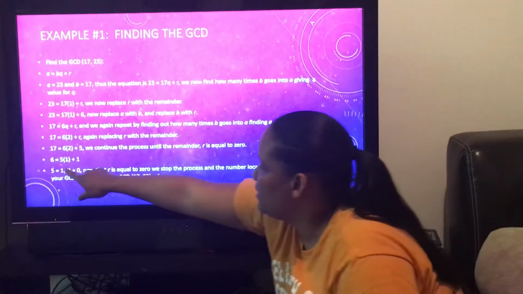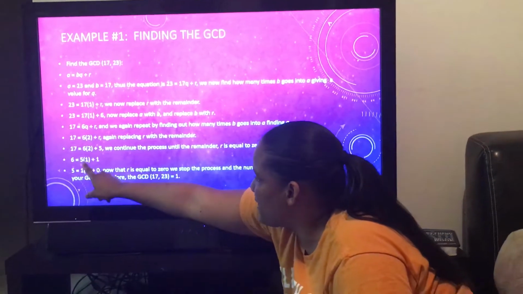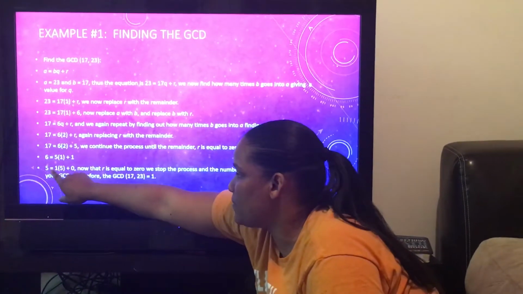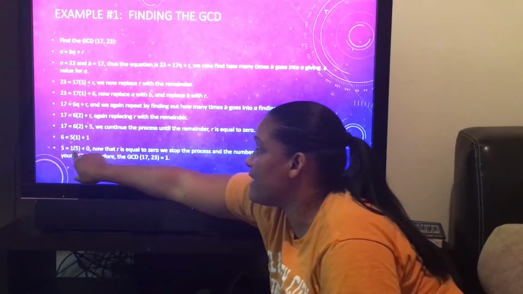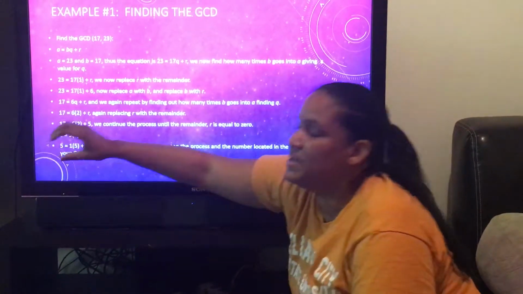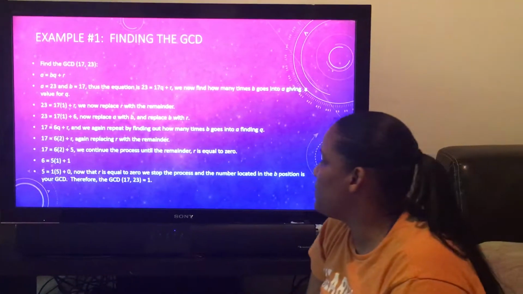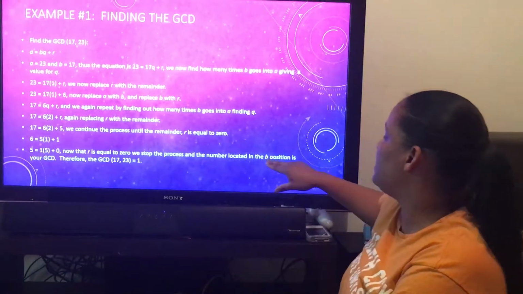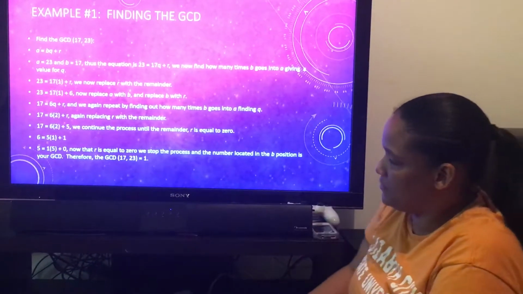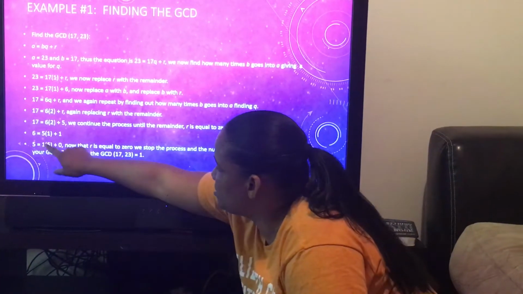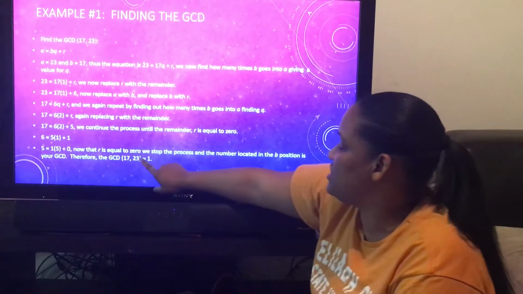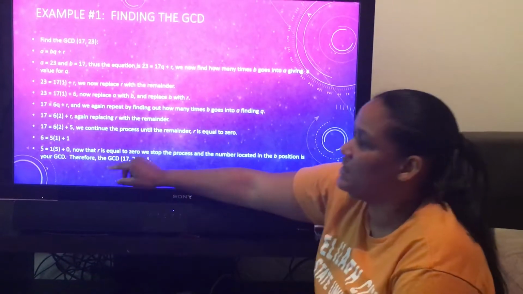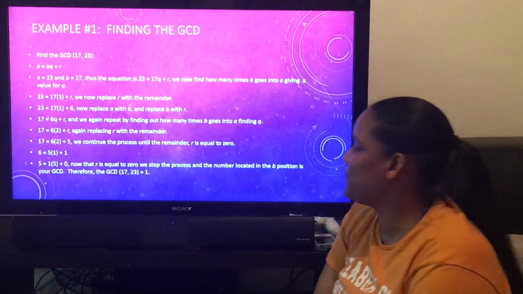We go again. We move 5 over to the A position, we move 1 over to the B position. This time we have 1. 1 goes into 5 5 times, plus now 0, which is required. So now we have R is equal to 0. We stop the process, and the number located in the B position is our GCD. So the number in the B position is 1. Therefore, the GCD of 17 and 23 is going to be equal to 1. Hope I didn't confuse any of y'all too much with that.